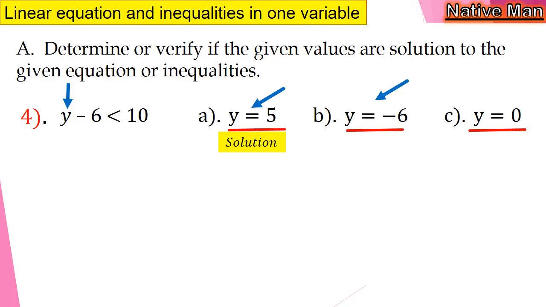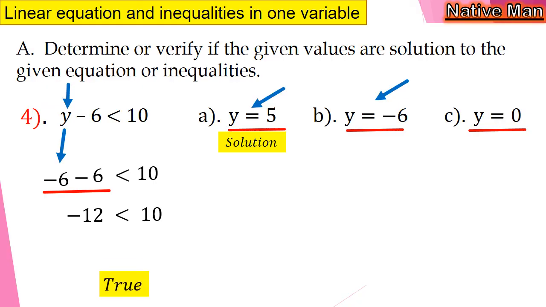Okay, so how about this letter B? Y is equal to negative 6. So, again, substitute po natin dito sa variable na y. So, negative 6, then bring down, minus 6 is less than 10. So, again, subtract po natin, negative 6 minus 6 is negative 12 is less than 10. Okay, is negative 12 less than 10? Mas mababa daw po ba yung negative 12 sa 10? Yes, it's true. So, meaning to say, ang negative 6 sa letter B ay solution of the given inequality.